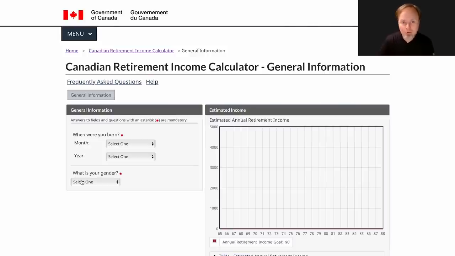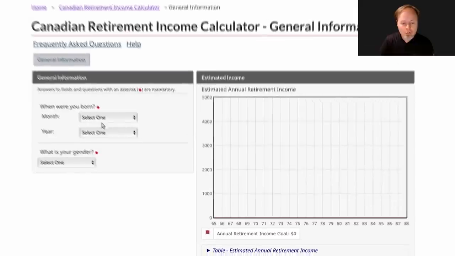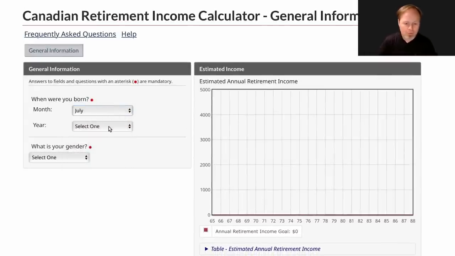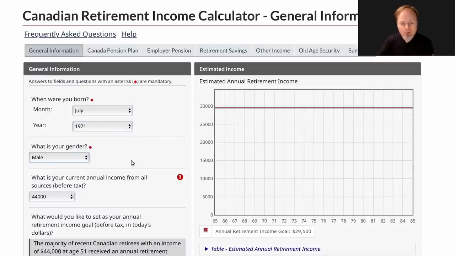Now, there is a lot of good information here beyond the CPP, but we're just going to focus on the CPP portion of it in this video. So you just have to put in the month and year that you were born. So I'm going to use myself as an example. We don't need gender to figure out what we're going to figure out, but it is a required field. And then after you put in those two or three things, you go to Canada Pension Plan.